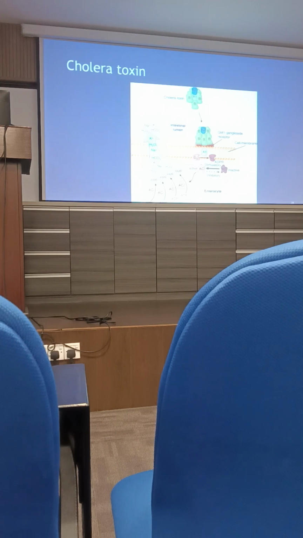cAMP causes what? Reduced uptake of sodium and chloride, causing a release of water, so causing this watery diarrhea. That is the action of the toxin. Cholera toxin is what causes the watery diarrhea in cholera patients. So this is how it acts. B binds to the cell surface and gets in and does what it does.